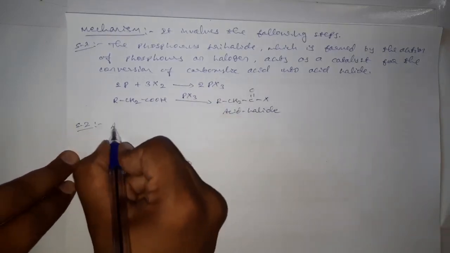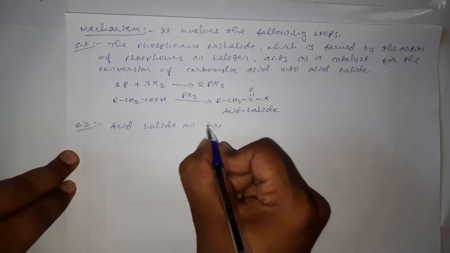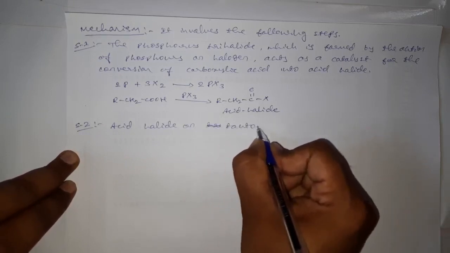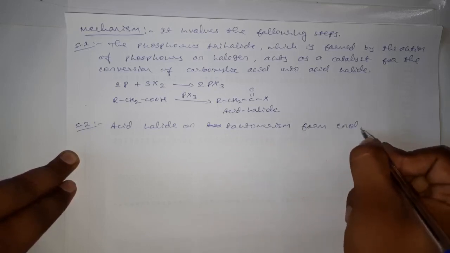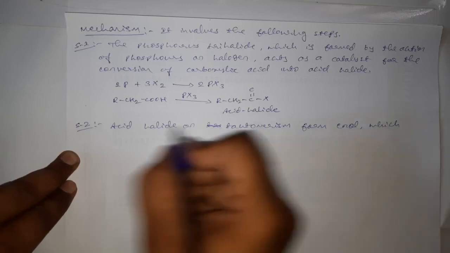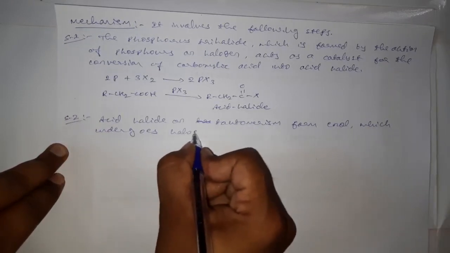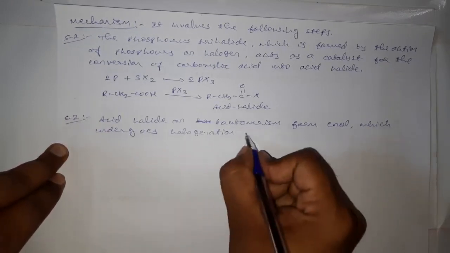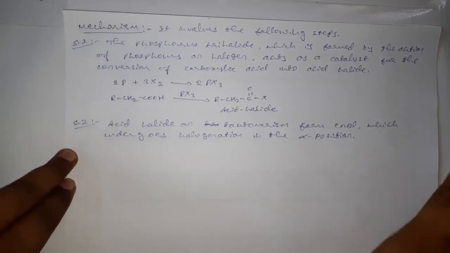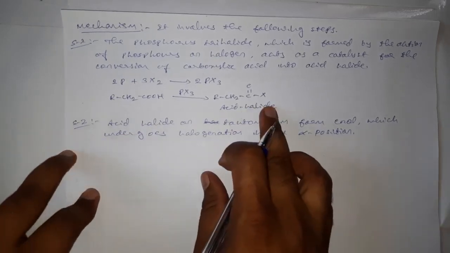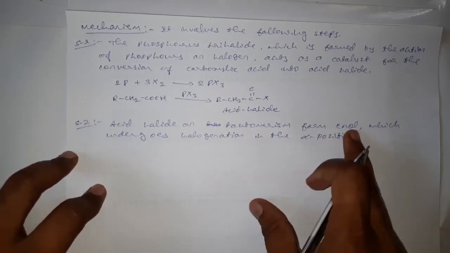Then the second step involves this acid halide on tautomerism forms enol, which undergoes halogenation in the alpha position. See, this acid halide, which is formed in the step 1, will now undergo tautomerization and forms enol.